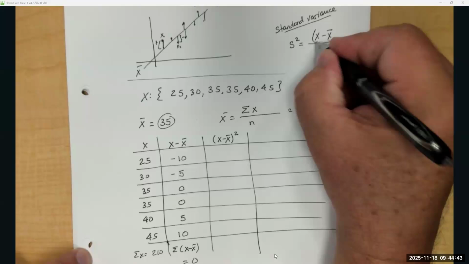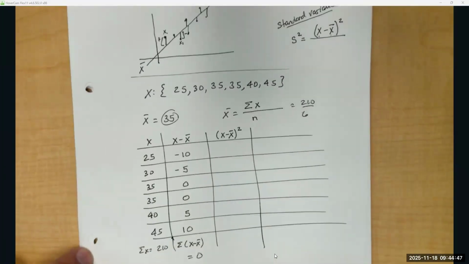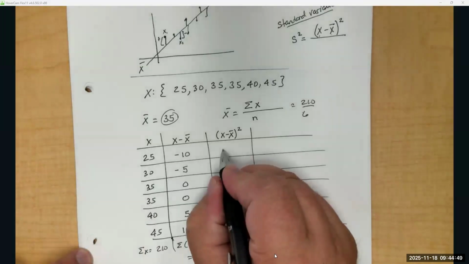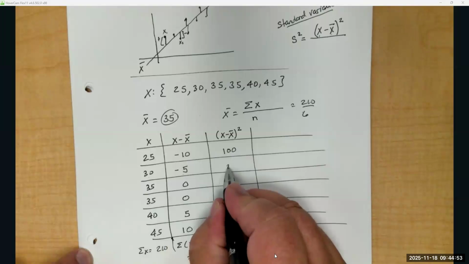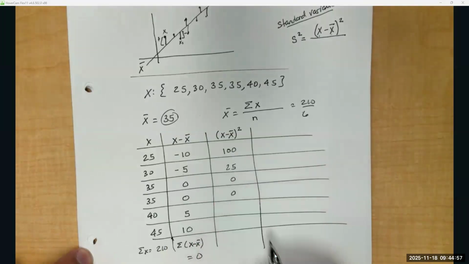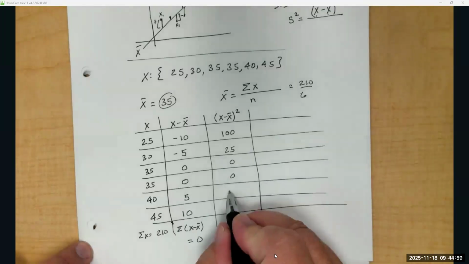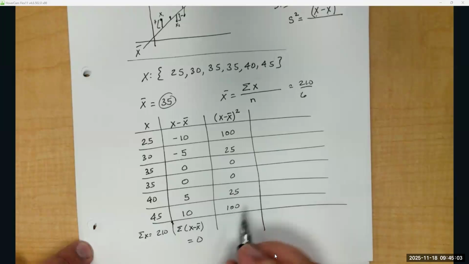So our formula is we have to now square each of the values. Negative 10 squared is 100. Negative 5 squared is 25. 0 squared is 0. 5 squared is 25. 10 squared is 100.